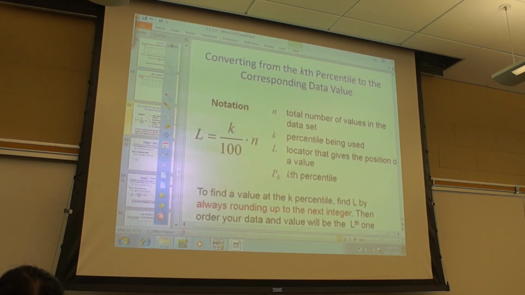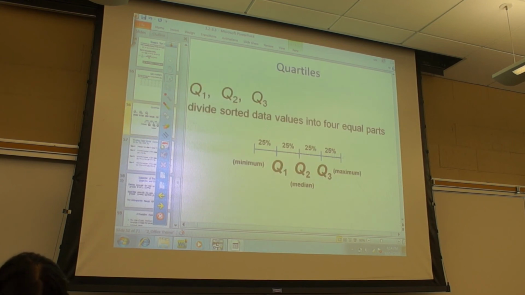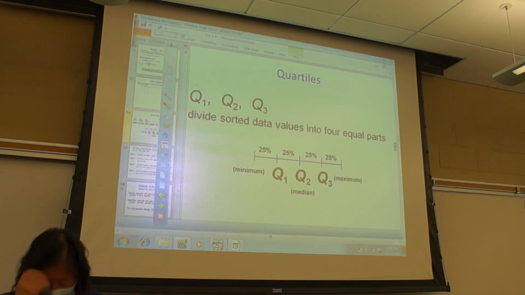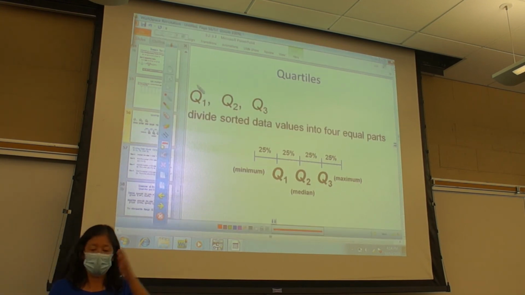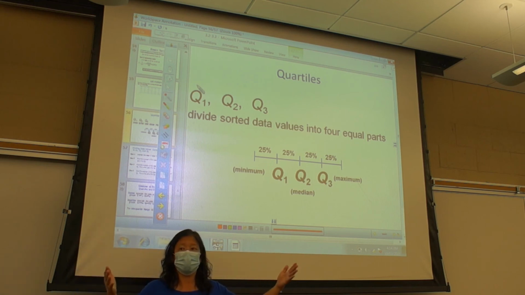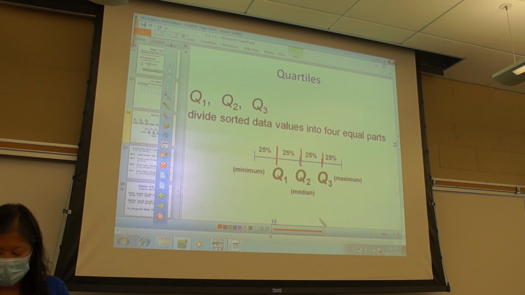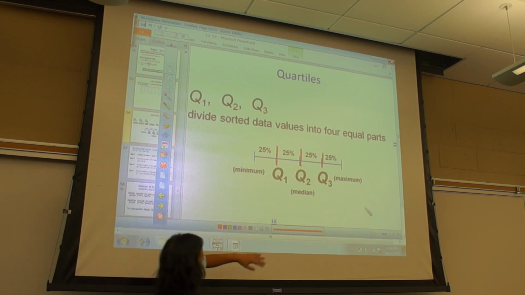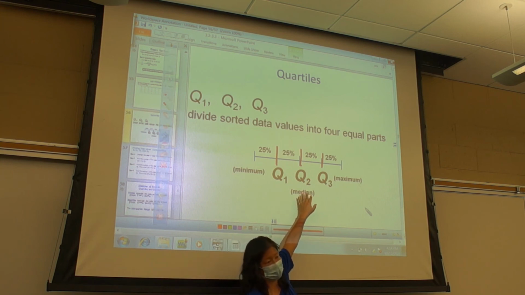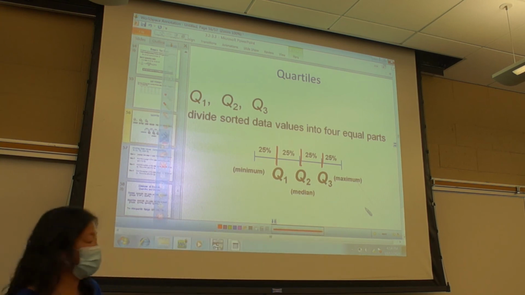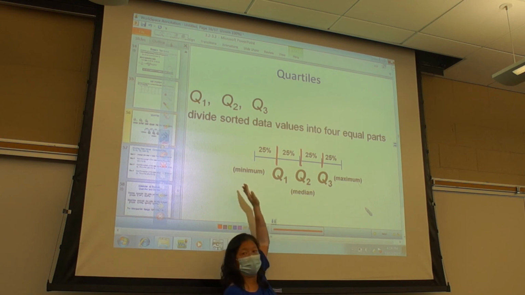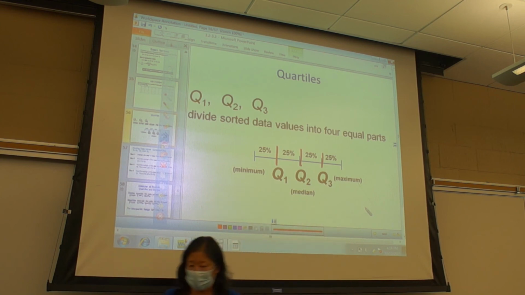I want to talk about quartiles. Quartiles split your data into quarters. There's 4 quarters in a dollar. So how do you cut this? You make 3 cuts, and that splits it into 4 pieces. Q1, Q2, and Q3 split it into 4 equal spots. Q2 is the same thing as the median. Q1 is the median of the lower half, and Q3 is the median of the upper half.